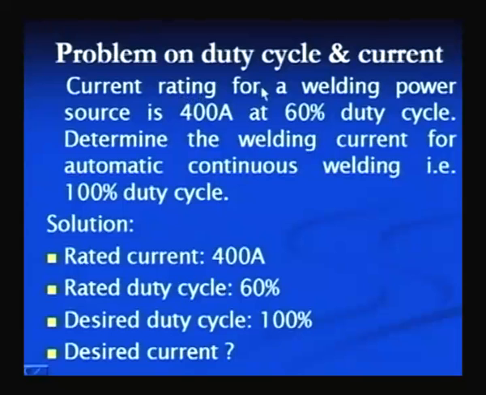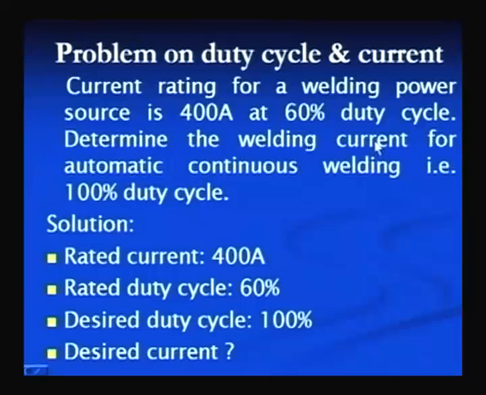The current rating for a welding power source is 400 at 60% duty cycle, meaning from the power source we can draw 400 ampere current at 60% duty cycle. Then determine the welding current for automatic continuous welding conditions. Whenever we get the term automatic welding, it represents continuous welding or 100% duty cycle.